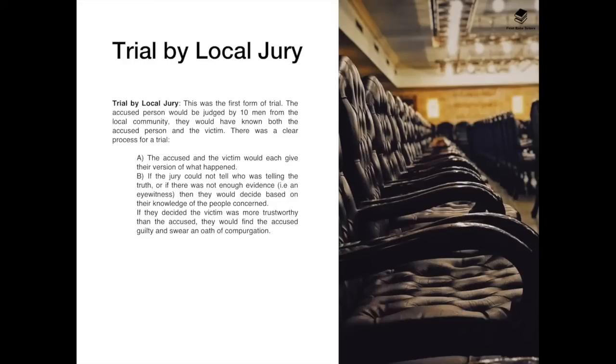Trial by local jury. This was the first form of trial. The accused person would be judged by 10 men from the local community. They would have known both the accused person and the victim. There was a clear process for a trial. The accused and the victim would each give their version of what happened. If the jury could not tell who was telling the truth, or if there was not enough evidence, then they would decide based on their knowledge of the people concerned. If they decided the victim was more trustworthy than the accused, they would find the accused guilty and swear an oath of compurgation.